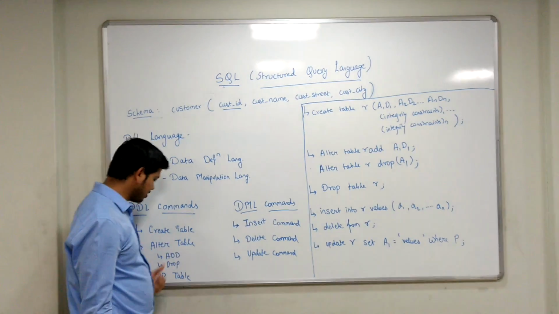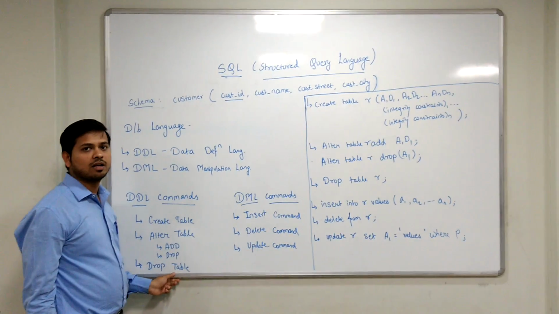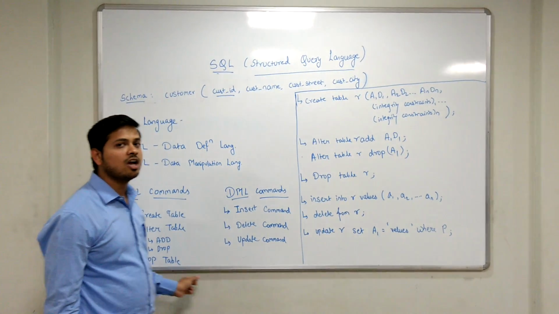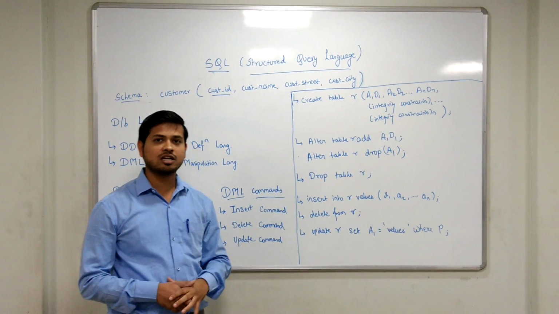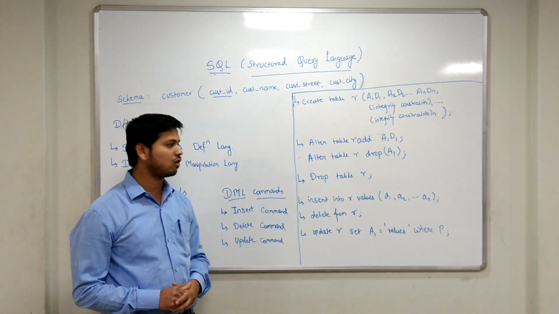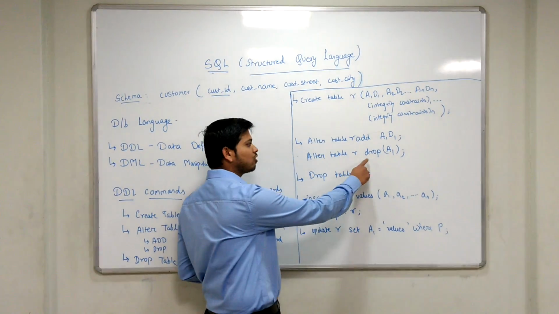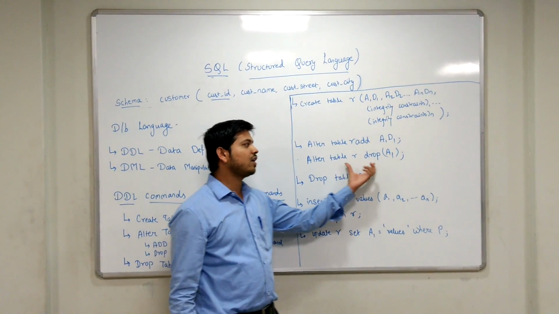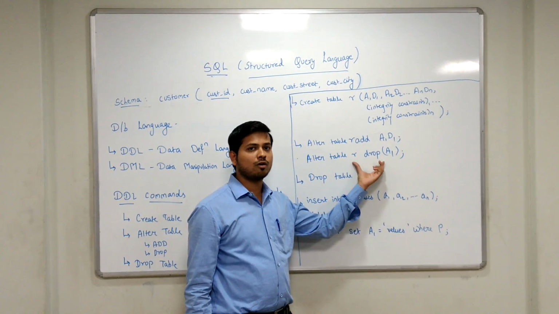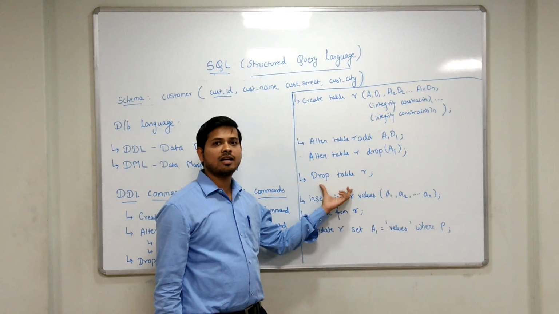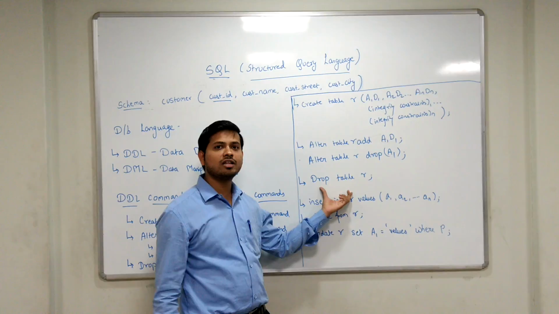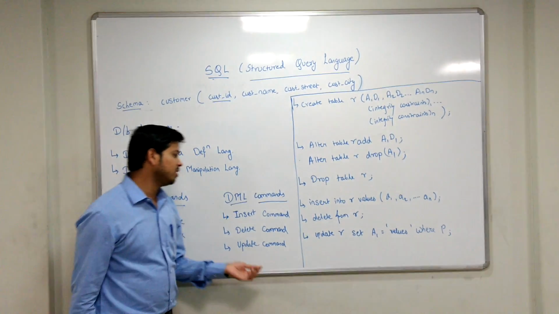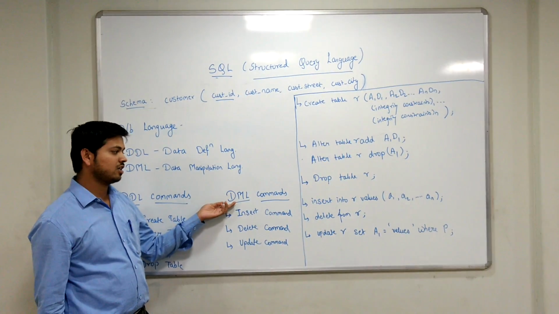Then the third command is what? That is the drop table. With this last command, we delete the whole structure of the table. Now the difference between alter table drop and drop table is that with alter table drop we delete only an attribute from the table, while drop table deletes all the structure, all the attributes and all the domain types of the relation. Now the second classification is what?